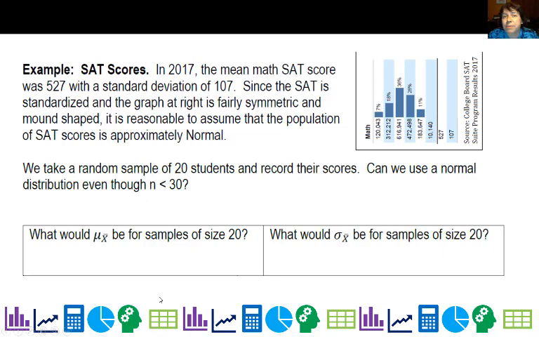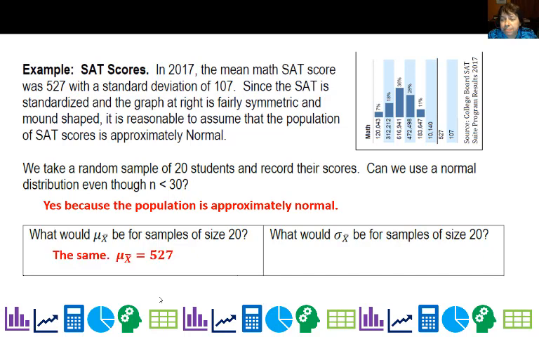So we take a random sample of 20 students now and record their scores. Can we use a normal distribution even though our sample size is less than 30, which is the central limit theorem threshold? Well, yeah, because the population is approximately normal, we're fine. So what would the mean be? It's going to be the same. It's 527. But the standard deviation is going to be smaller by the square root of n, or in this case, square root of 20, which is 23.9. So it jumps down from 107 to 23.9. Our averages are a lot tighter.